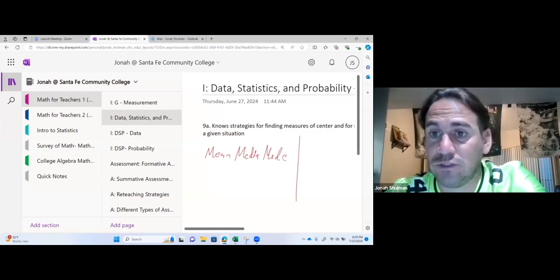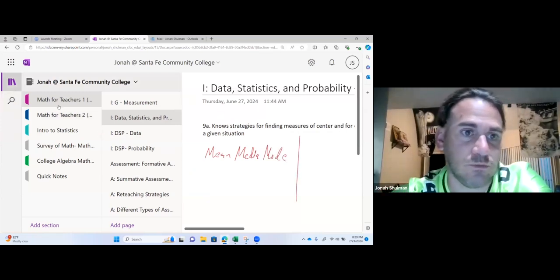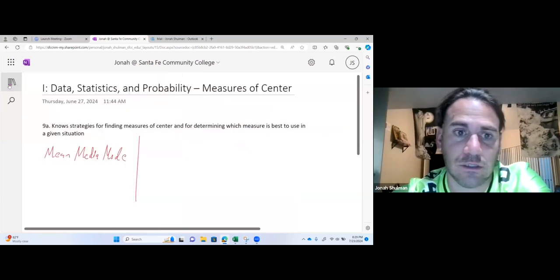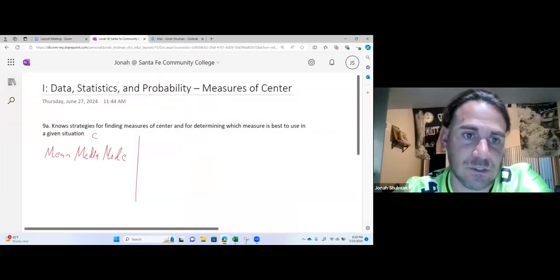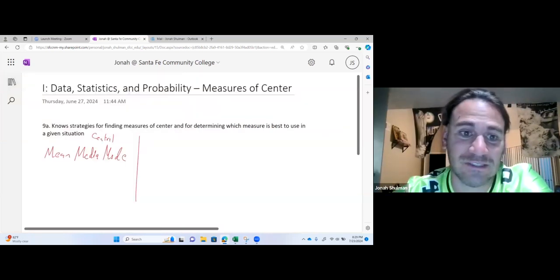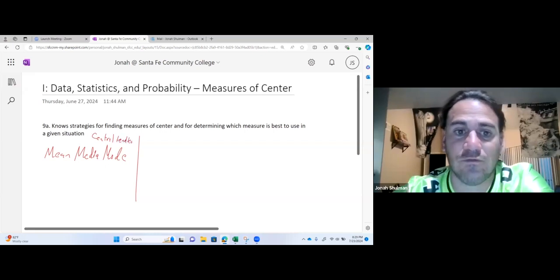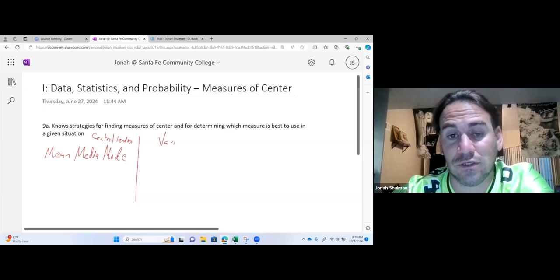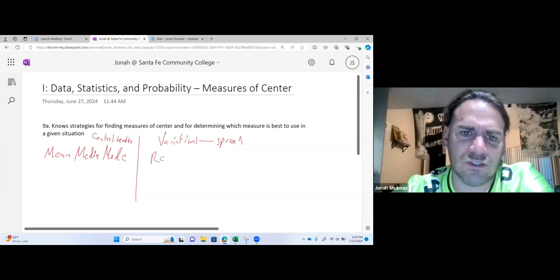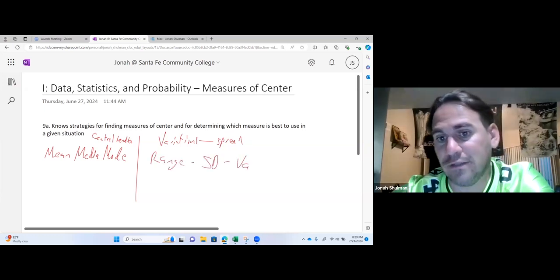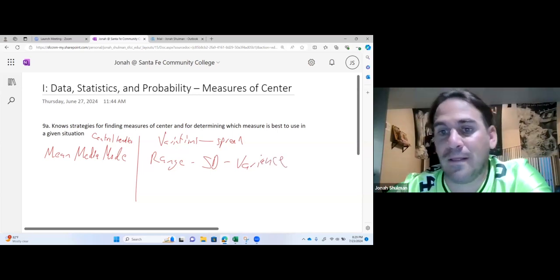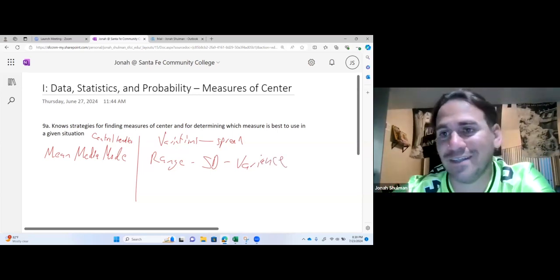And that's different from measures of spread. So, math for teachers and data. This is center. This is basically the central tendencies, like how the middle of the graphs look. And that's different from stuff like variation, which is how spread out the data is, and that is range, standard deviation, and variance. So this is just trying to see how the middle of the data works.